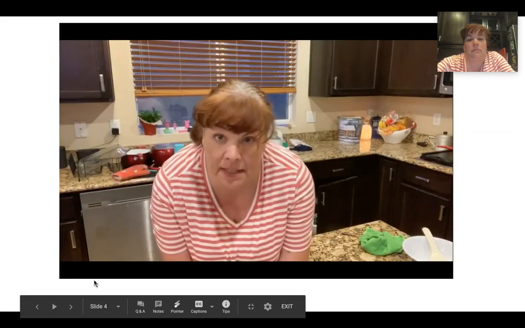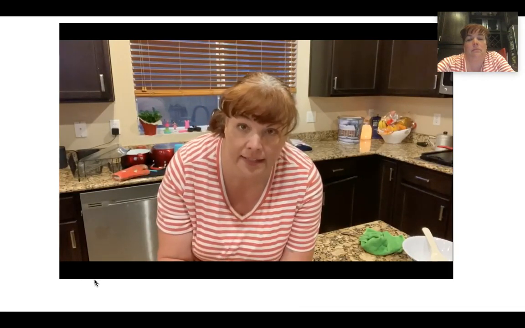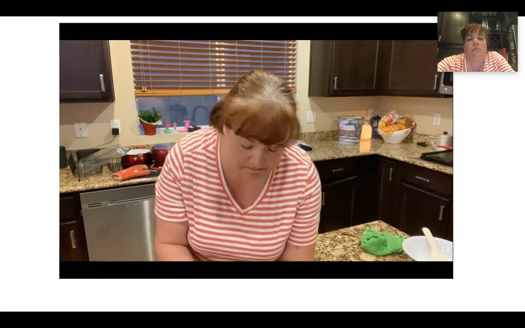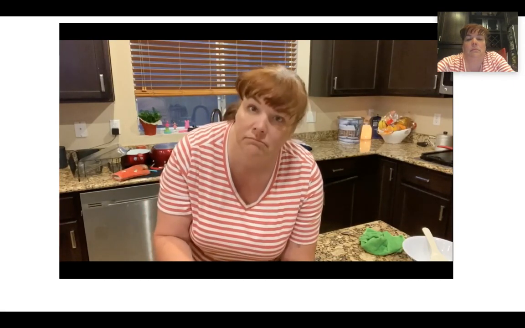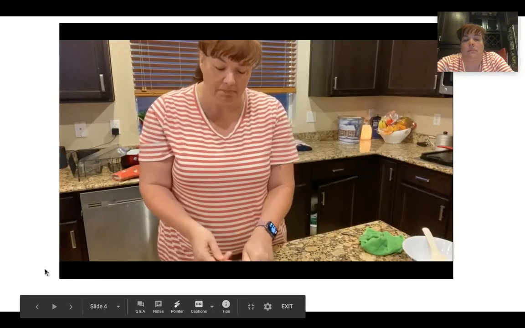Okay, so it's been a couple of hours and I have my candle that I made. So what I'm gonna do is I'm going to tear off the outside of the cup.